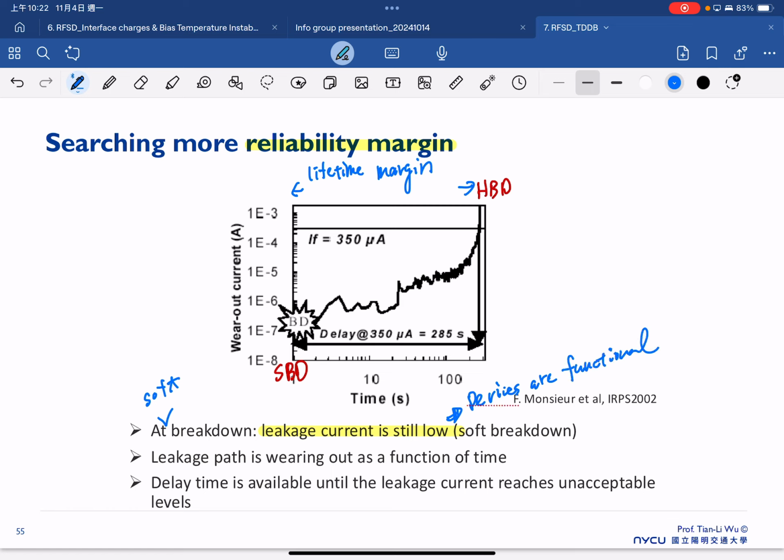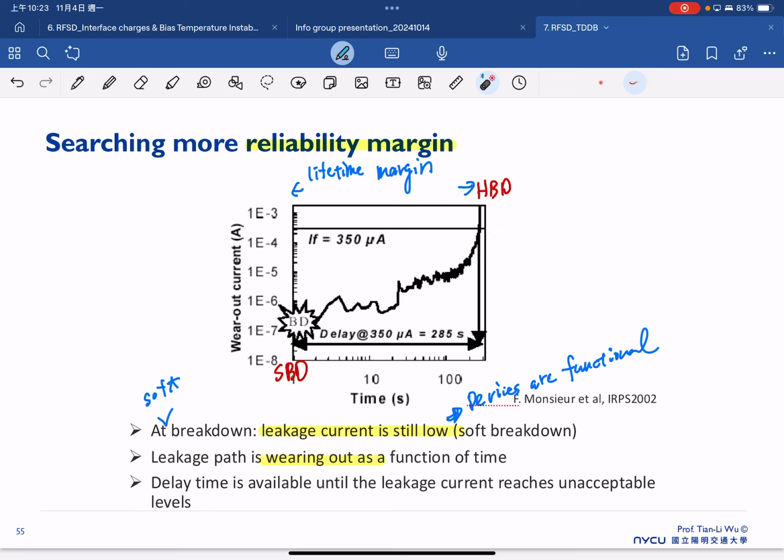So that means even if we see the signal of the soft breakdown, our device can still operate, our product is still fine. But the problem is that the leakage pulse is time dependent, wearing out as a function of time. So we can foresee that after a certain time, the device will in the end face hard breakdown issues. Once it hard breaks down, the current will increase very fast and our device is not functional.